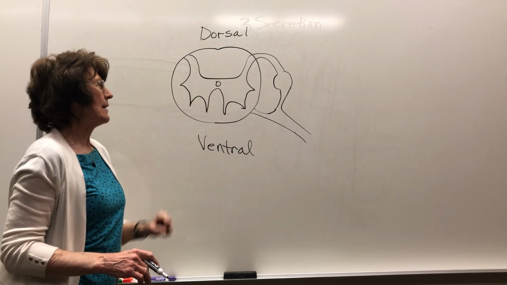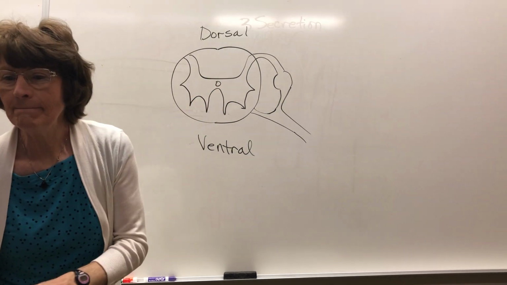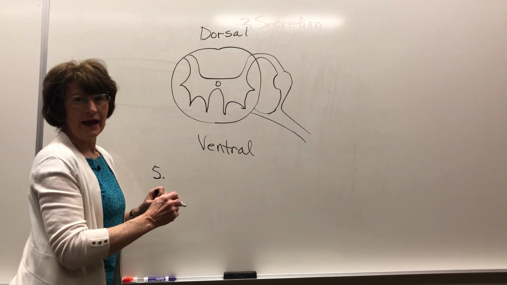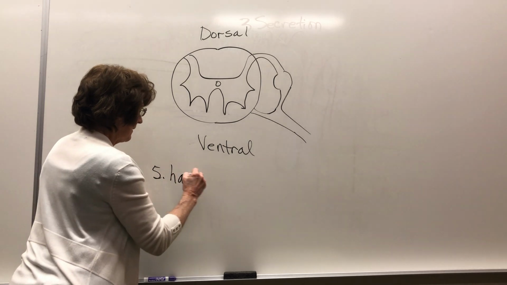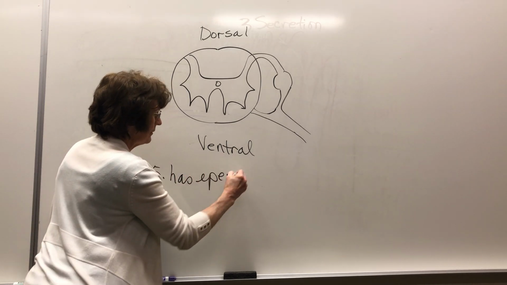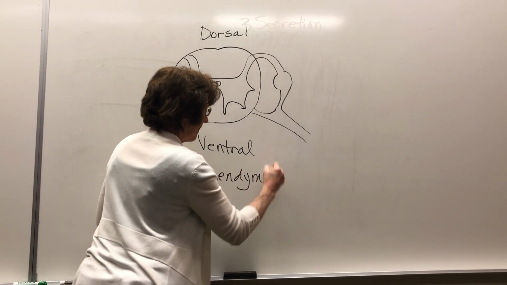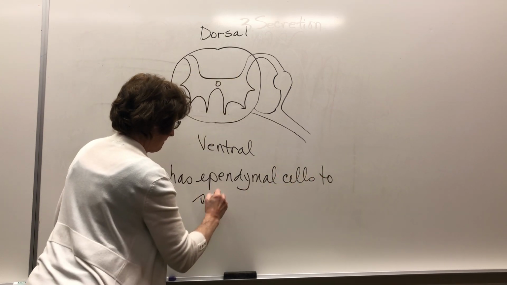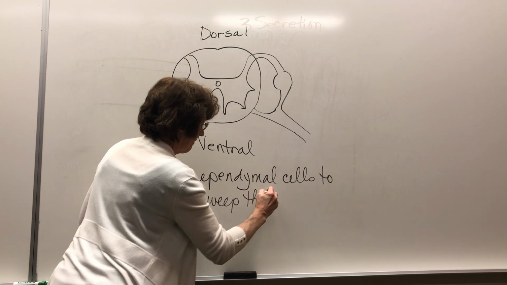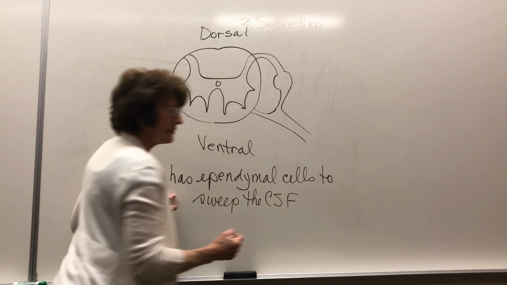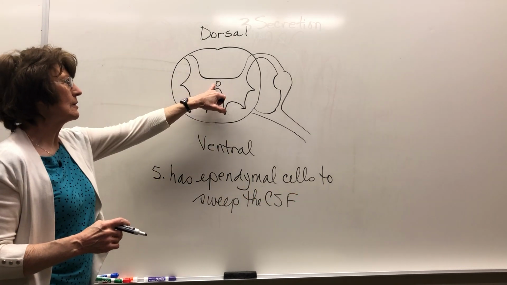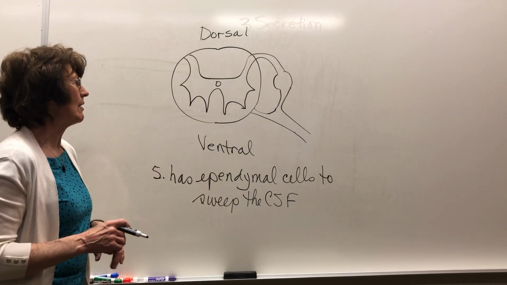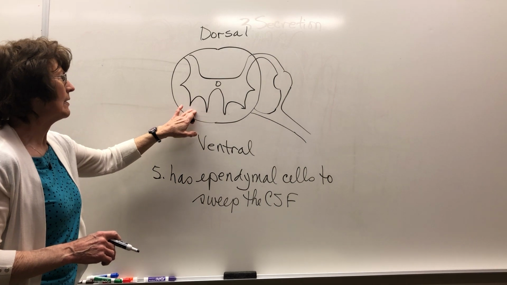Where you've got the central canal, it's number 5, and where you've got that, would you put has ependymal cells? And so here I'll include this. So ependymal cells are lining the central canal. They have cilia, they sweep the CSF, move it along, and so we've got this right here.